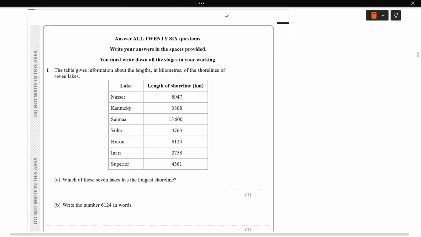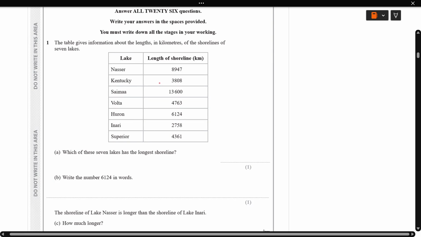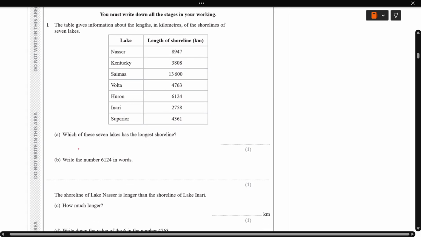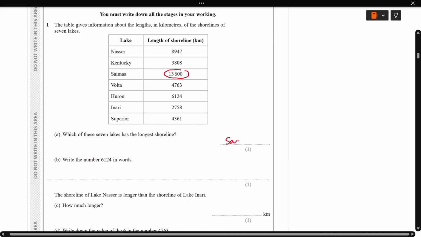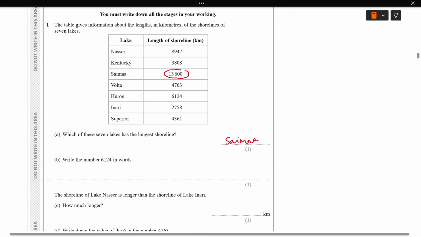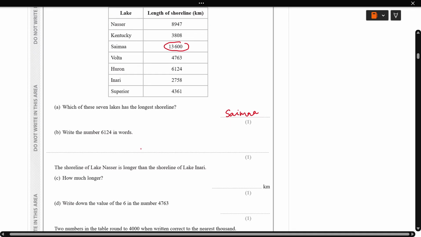The table gives information about the length in kilometers of the shorelines of 7 lakes. Here the lakes are given and the length of the shoreline is given. The first question: which of these 7 lakes has the longest shoreline? So obviously we pick the largest one. Next, write the number 6124 in words.